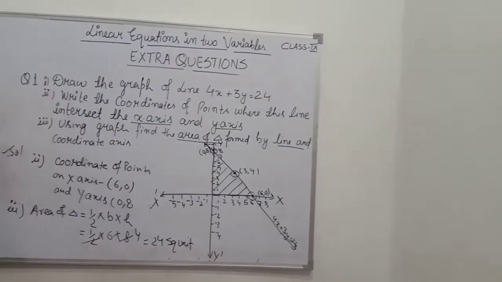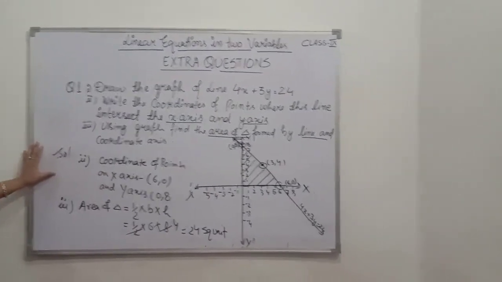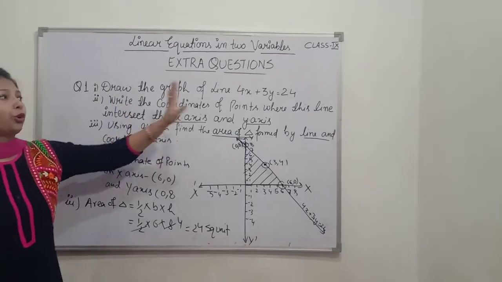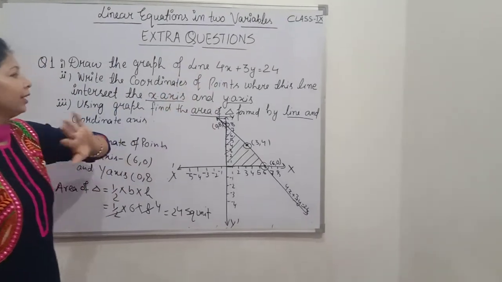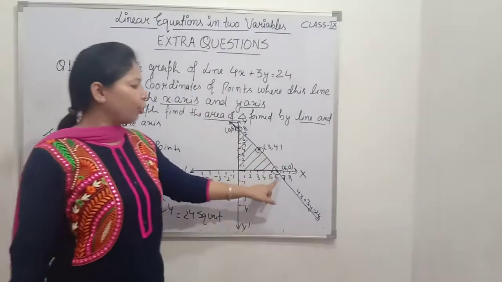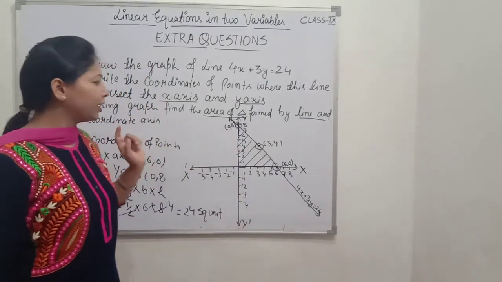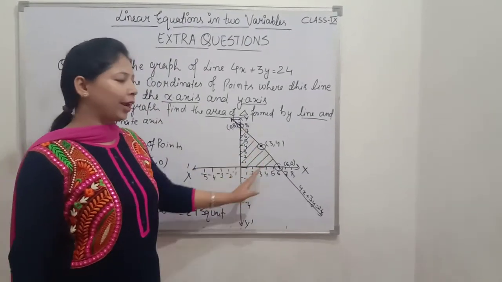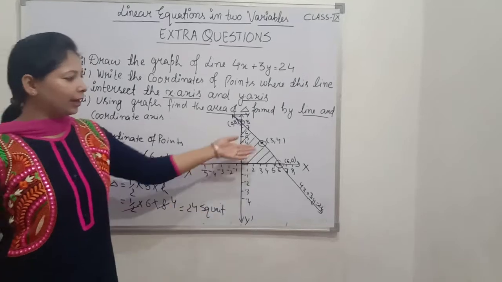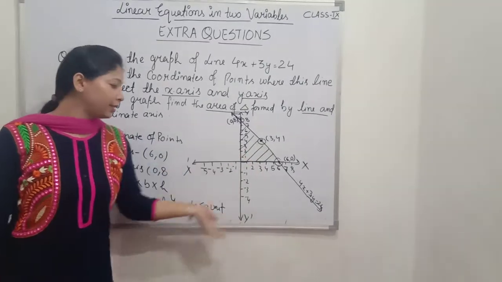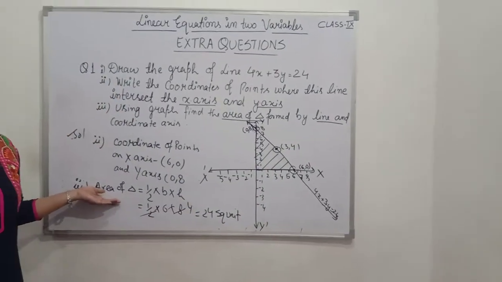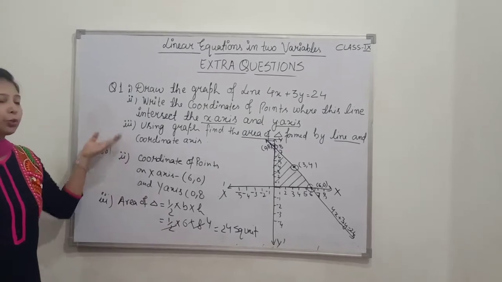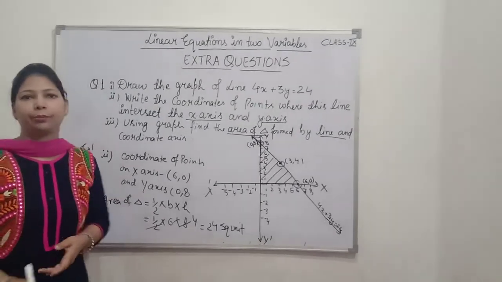So this is a very important question from the examination point of view, where you have to draw the graph of this line, then find the coordinates on the x-axis and the y-axis, and find the area of the triangle formed by the line and the x-axis and the y-axis by the formula area of triangle equals half base into height. Hope this question is clear. Now moving towards question number 2.